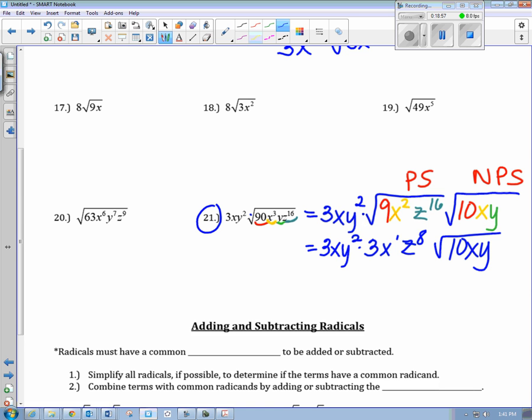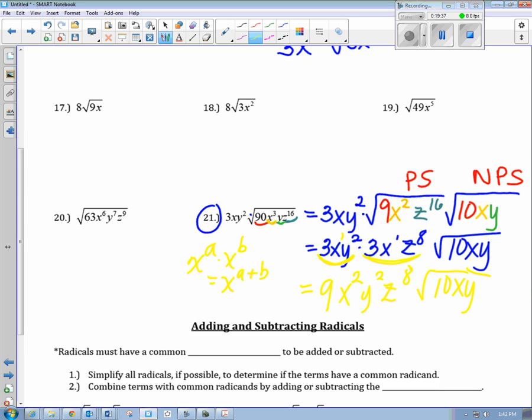When I get to here, I have to go back and multiply these together, the two that are out in front. 3 times 3 is 9. X to the 1st times x to the 1st, x squared. Y to the 2nd. Z to the 8th. Radical 10xy. So the section in here, when I actually multiply these two together, goes back to your rules of working with exponents from last year. Just as a quick little reminder, if you have x to the a times x to the b, the rule for that is that you're going to add those exponents together. So you're adding them together.